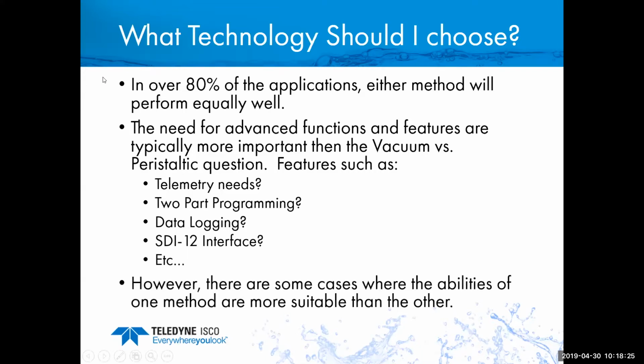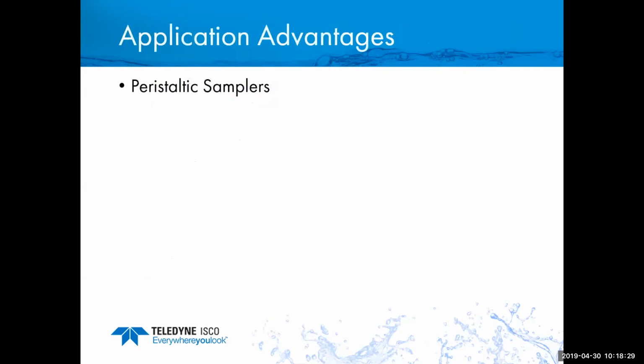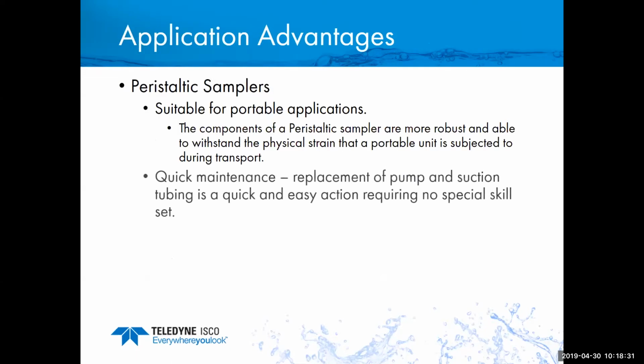There are some cases where the abilities of one method are more suitable than the other. For peristaltic samplers, the components are more robust and able to withstand the physical strain that a portable unit is subject to during transport. You get banged around, that kind of stuff. You just have a pump paddle in there that's spinning. They do take a beating. They're very durable like that.